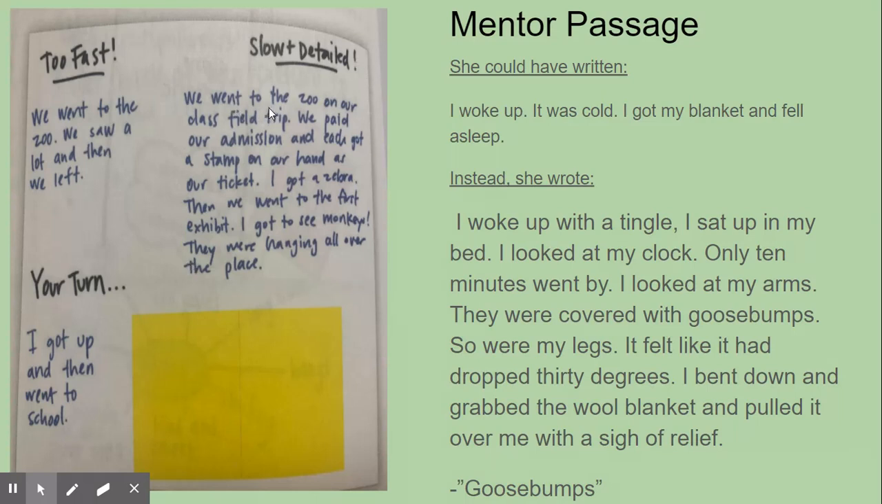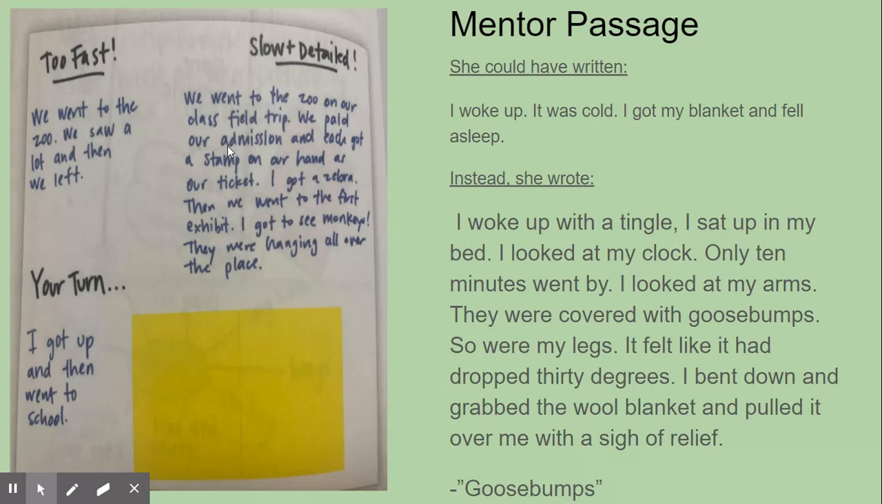So they went to the zoo on our class field trip. They paid admission and got stamps on their hands as tickets. They saw a zebra. Then they went to the first exhibit to see monkeys. So they added a lot of detail here to slow down their story and help the reader experience it with them.